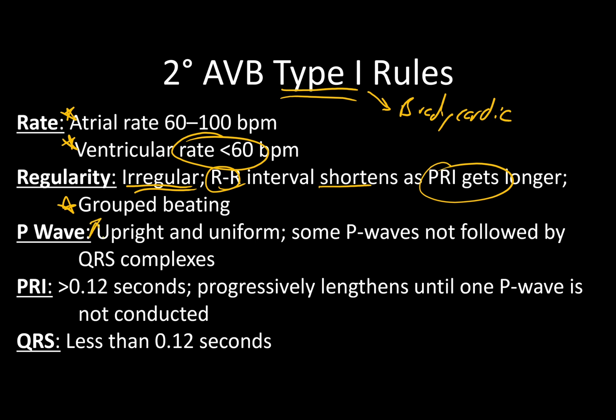Your P waves should be perfectly normal, except some of them are not followed, so you're going to have more P waves than QRSs. The PRI should always be greater than 0.12, but I don't really have a top end for that. It just progressively gets longer until one's not conducted, so it's very likely that you'll have one of these that's maybe even greater than 0.20, and that's perfectly acceptable. Your QRS, though, should look just normal. There shouldn't be anything crazy going on there.